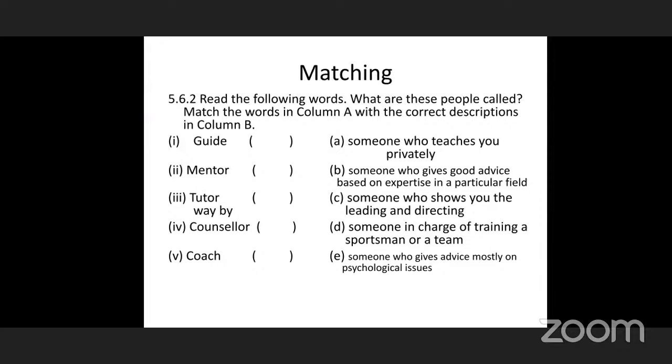Next, the second one is mentor. What do you mean by mentor? Option B: someone who gives good advice based on expertise in a particular field. That means a mentor is a person who has immense experience in a particular field. So he gives advice to his followers or to his subordinates. Such a person can be called a mentor.